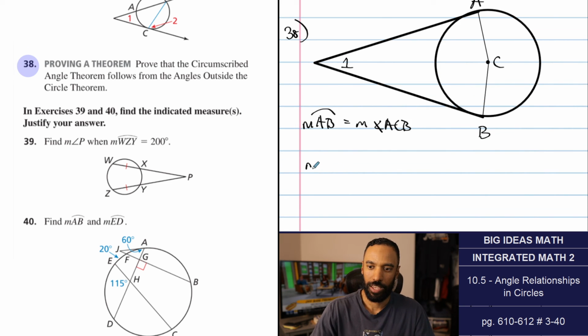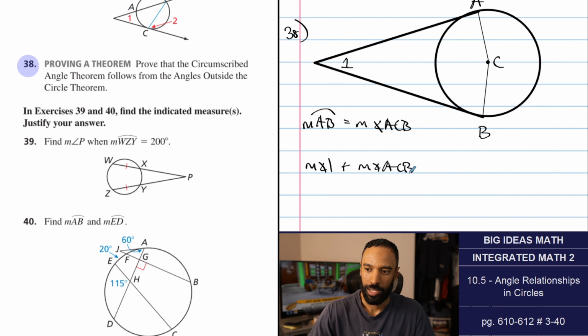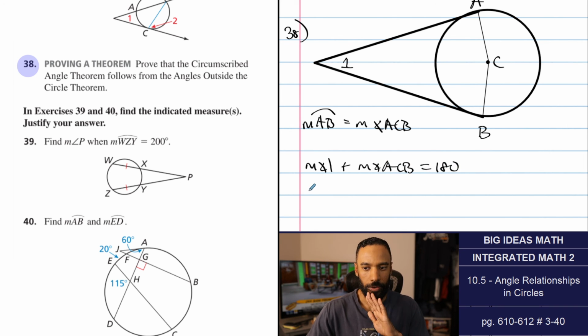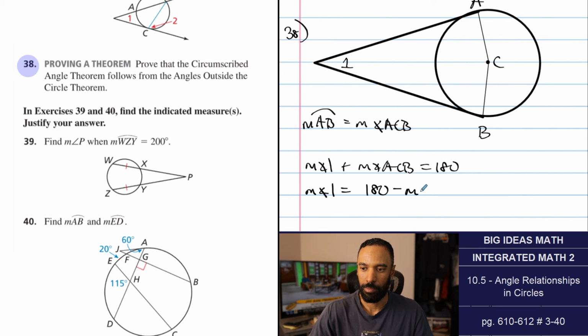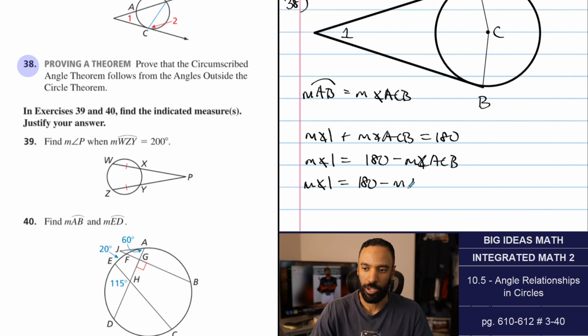Because the measure of angle 1, I hate that I'm using a number on that one now instead of just a letter, but the measure of angle 1 plus the measure of angle ACB is 180. So the measure of angle 1 equals 180 minus the measure of angle ACB. And you can also substitute the measure of arc AB into there. So the measure of angle 1 equals 180 minus the measure of arc AB. So I got to that stage.